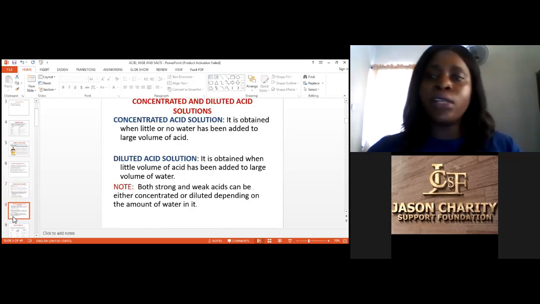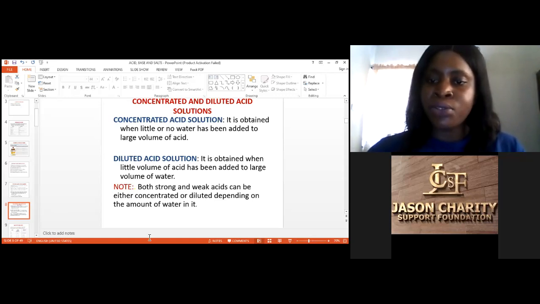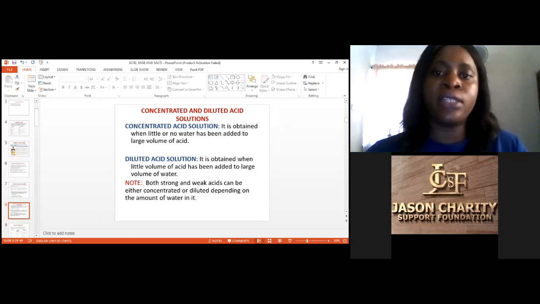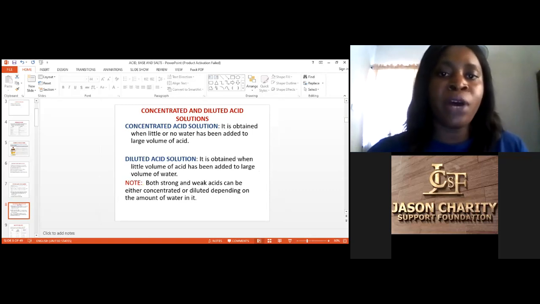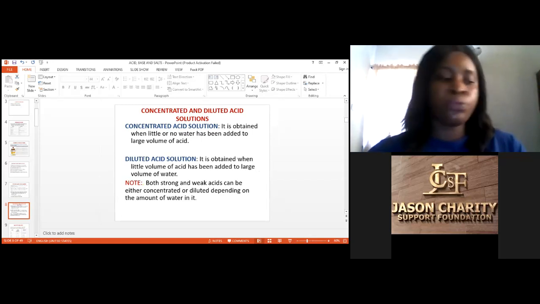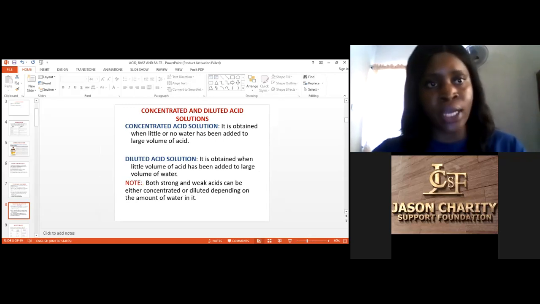All right, so still on the classification of an acid, here we have the concentrated and also the diluted acid. The concentrated acid is obtained when little or no amount of water has been added to a large volume of an acid. So a concentrated acid is that acid that contains little or no amount of water, or the proportion of acid is greater than the proportion of water in that acid.